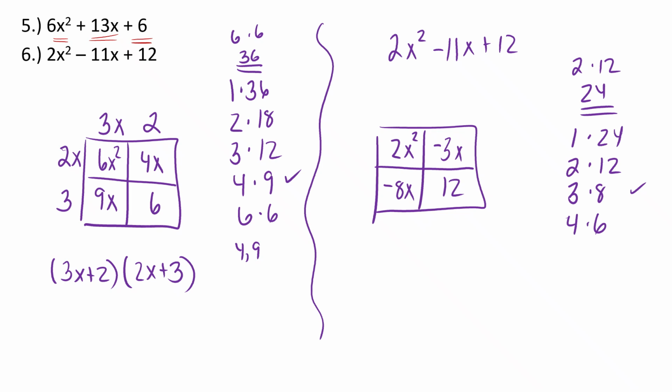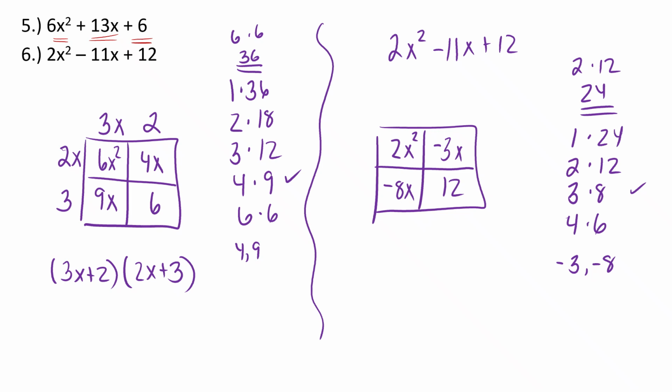So 3 and 8, and they need to add up to negative 11. So they would both need to be negative. And before you dump them in there, double check. Negative 3 times negative 8 is positive 24. Negative 3 plus negative 8 is negative 11.